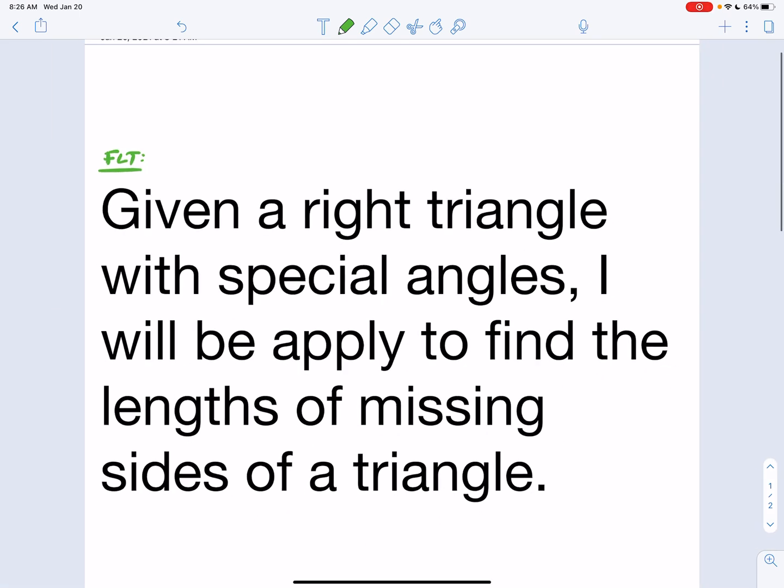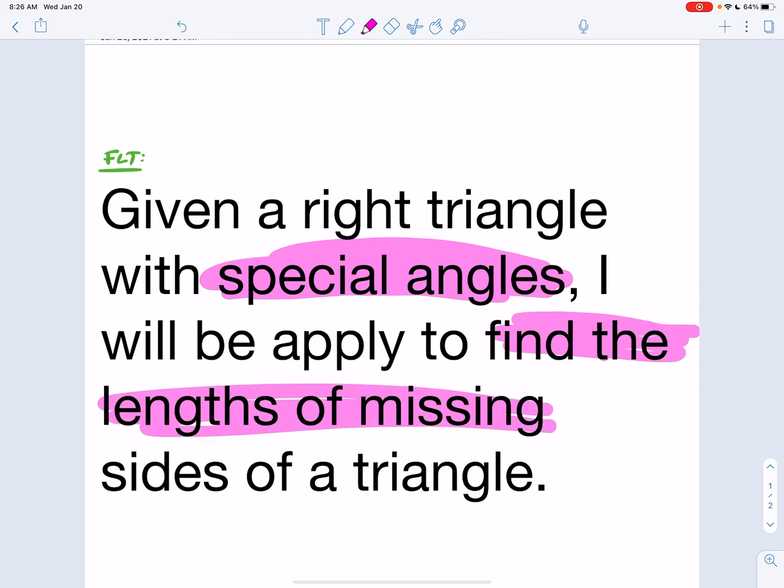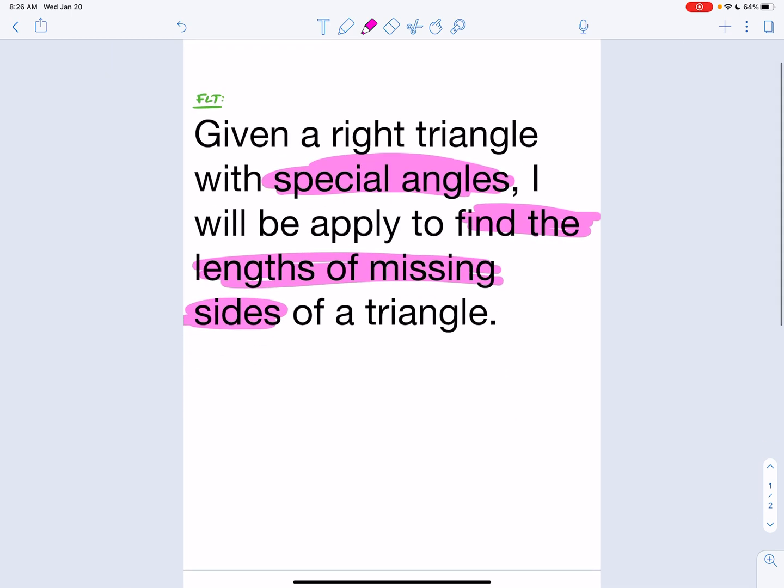So here, given a right triangle, so again, we're focusing on right triangles, but now specifically with special angles, whatever that is, you're going to be able to find the lengths of missing sides. It's very similar to what you guys have been dealing with before, okay? But it depends on what information they give you, and depending on what they give you, you might have to approach it a certain way, okay? So let me recap for you guys.